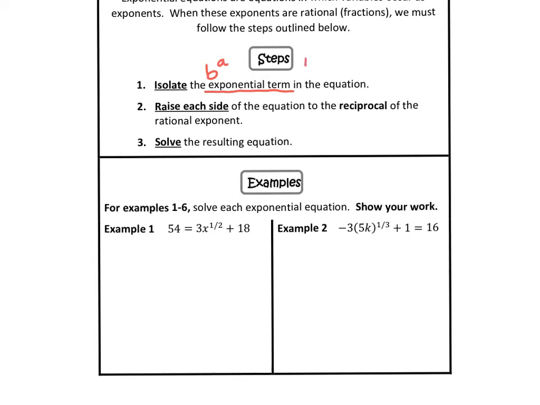An example of an exponential term would be something like x to the power of. In this case, we're going to be using fractional exponents. So x to the power of, let's use 3/2. So we're going to be looking for exponential terms that look like this. And what do we want to do with them? We want to isolate them. Second step, we want to raise each side of the equation to the reciprocal of the rational exponent.